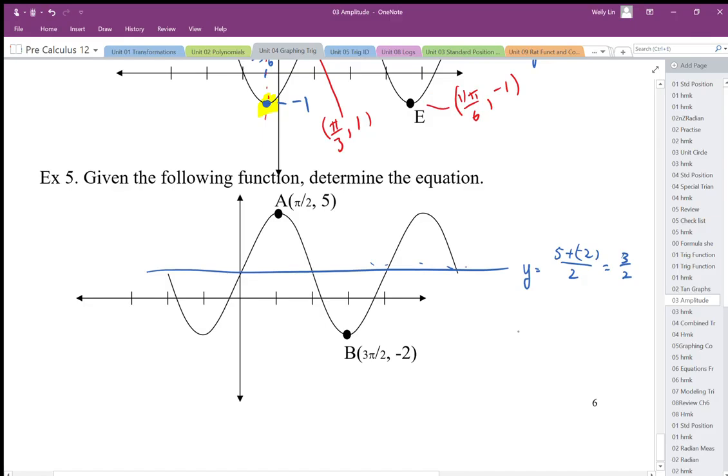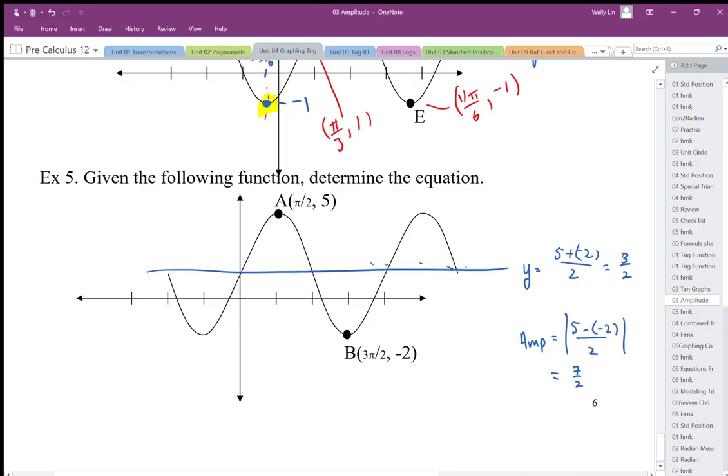So my amplitude is, I'm going to do it this way. I'm going to just find the difference between the min and max and divide it by 2. And amplitude does not have a negative, so in this case I get 7 over 2 or 3.5. There's my amplitude. So these are some generalizations I can make. We can come up with some formulas later for this.